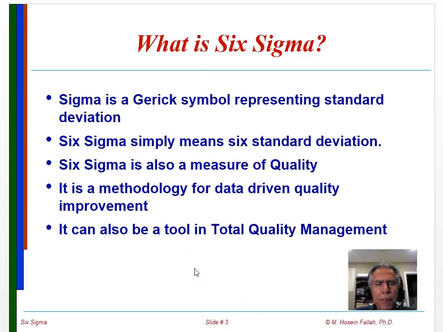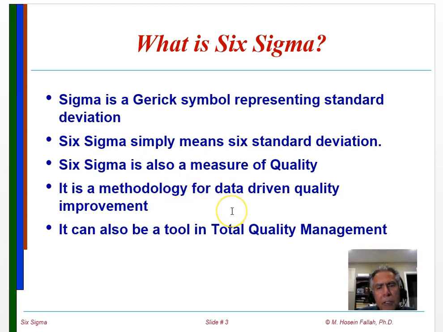So what is Six Sigma? Sigma is the Greek symbol representing a standard deviation in measuring variation of a process. So Six Sigma simply means 6 standard deviations in a statistical context. Six Sigma is also a measure of quality, reducing the variation of the process to the extent that all output of the process falls within 12 standard deviations and is essentially error-free.